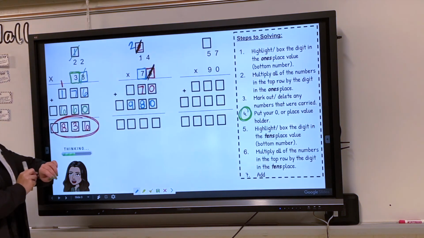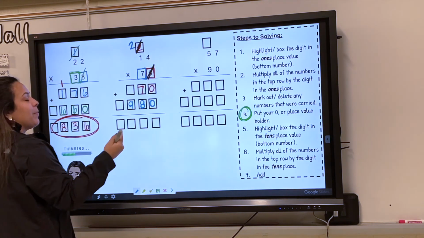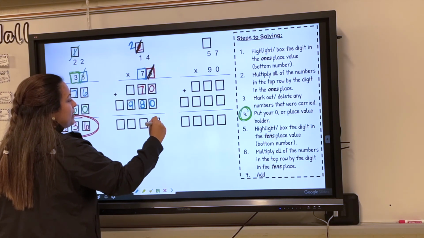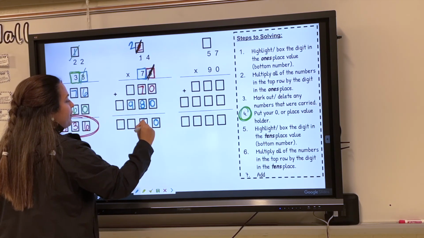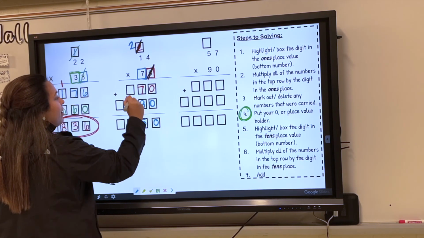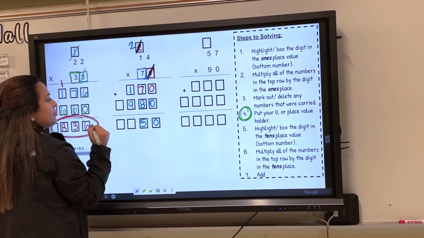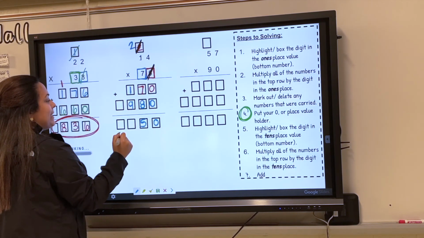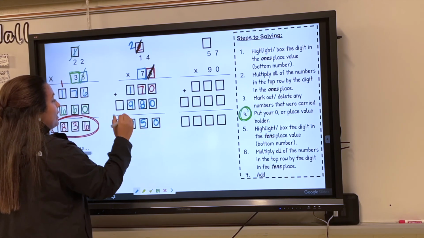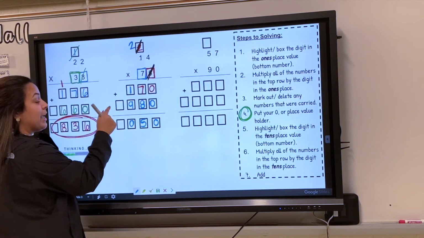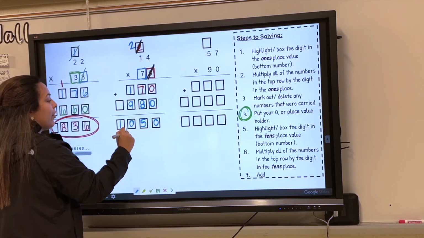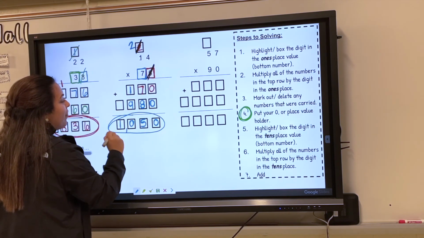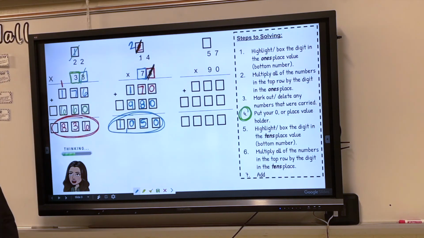Now I'm going to add. 0 plus 0 is 0. 7 plus 8 is 15. Put my 5. Carry my 1. 1 plus 9 is 10. I don't have a number over here, so I don't have to carry, so I'm just going to put down the 1 right there. So our answer is 1,050.